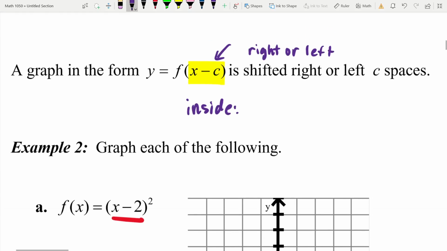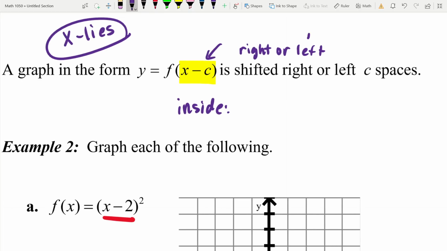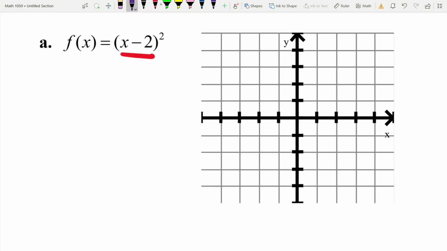I also want you to write this phrase down, and I want you to remember it. The x lies. The x is a liar. So whatever's happening to the x, you actually have to do the opposite of what you think it is. You would think if it's a positive sign that you go right, but x is a liar, so it's actually the opposite. If the middle sign is a positive, pardon me, you go to the left. If the middle sign is a negative, you go to the right. So this one right here, it's with the x, but the x lies. So negative 2, you would think left, it's actually right. So you're just going to take that graph and shift it to the right 2.